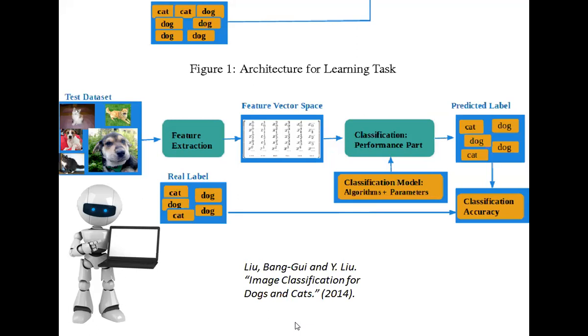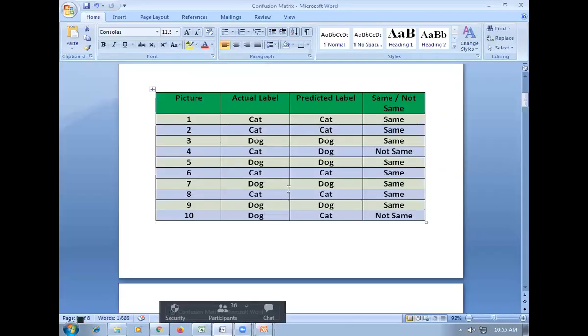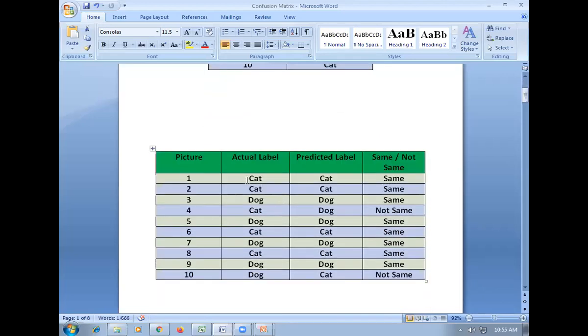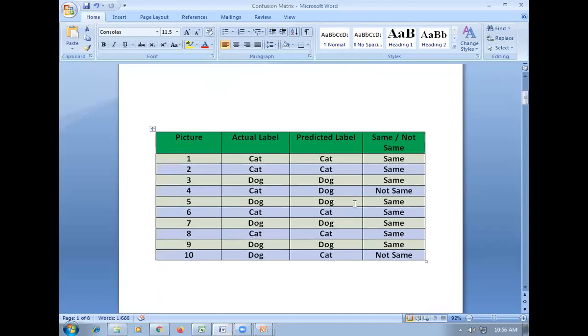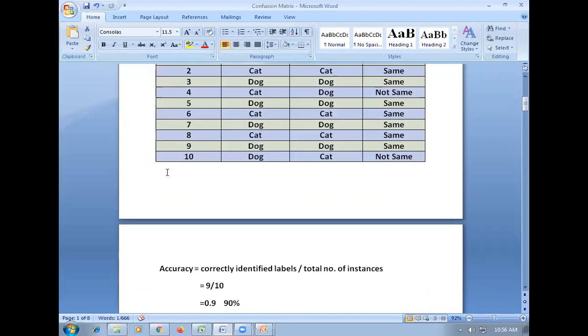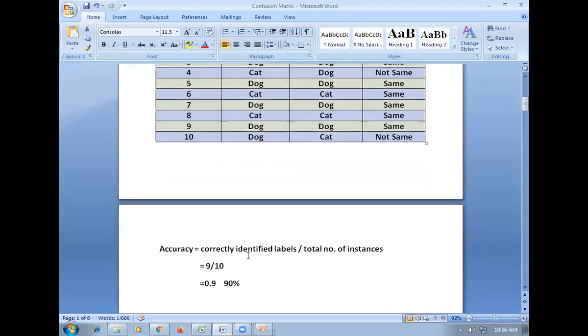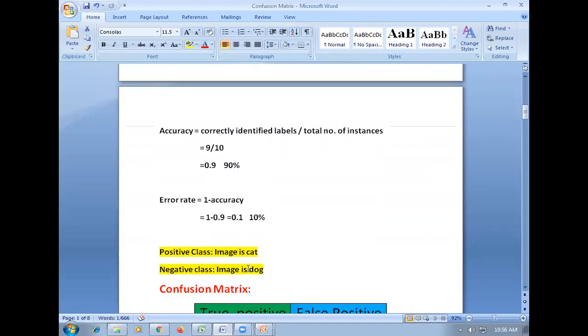And we have seen that 10 pictures are given to you. You have to identify whether each is a picture of a cat or a dog, and then we compared this with the actual labels, whether they are same or not same. According to the same or not same value of the predicted label, we calculated the accuracy. How did we calculate the accuracy? Accuracy is calculated as the number of correctly identified labels divided by the total number of instances.